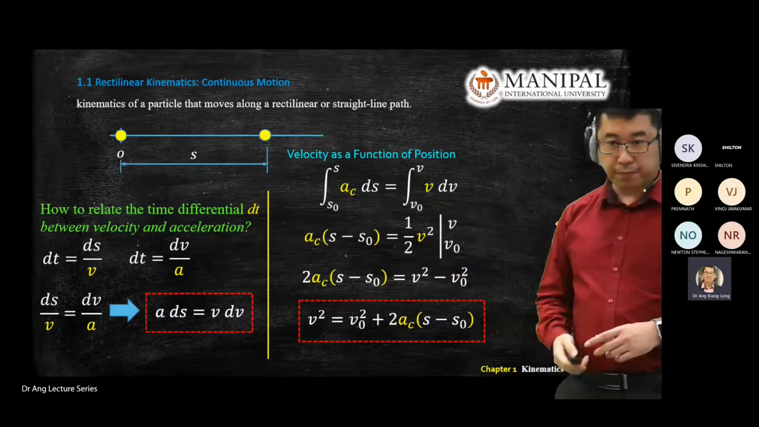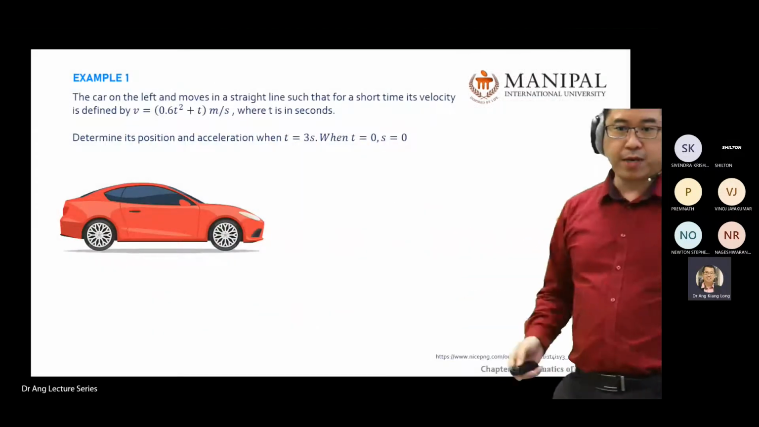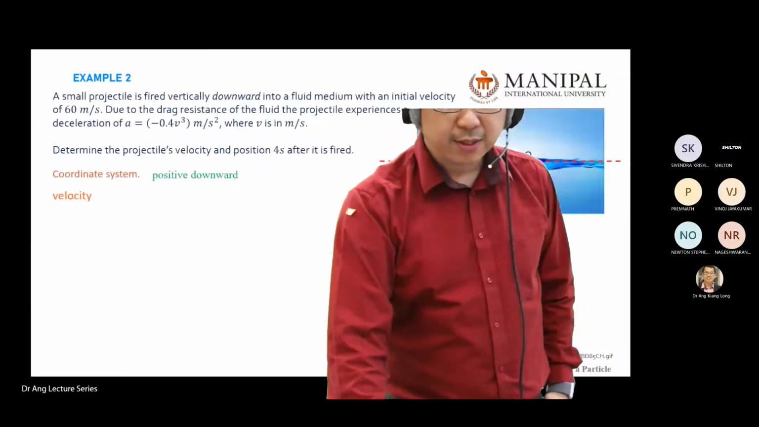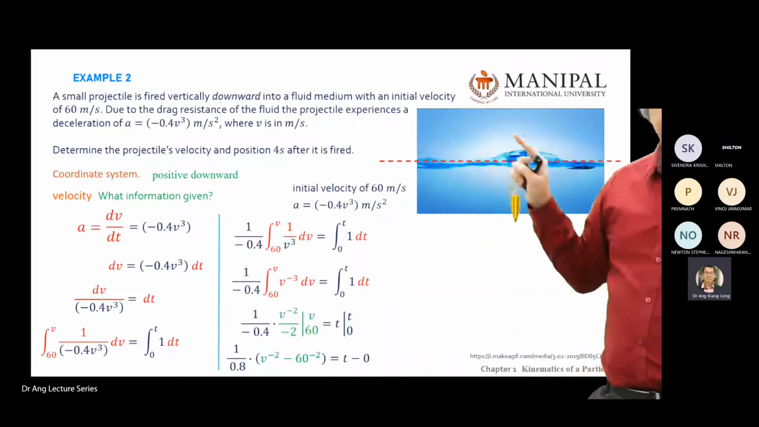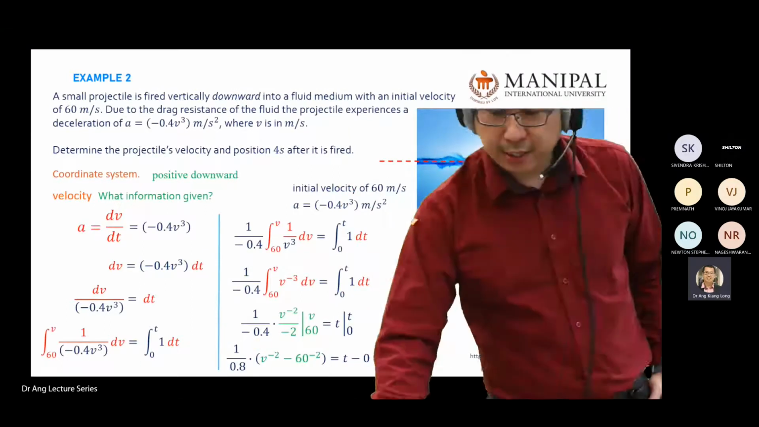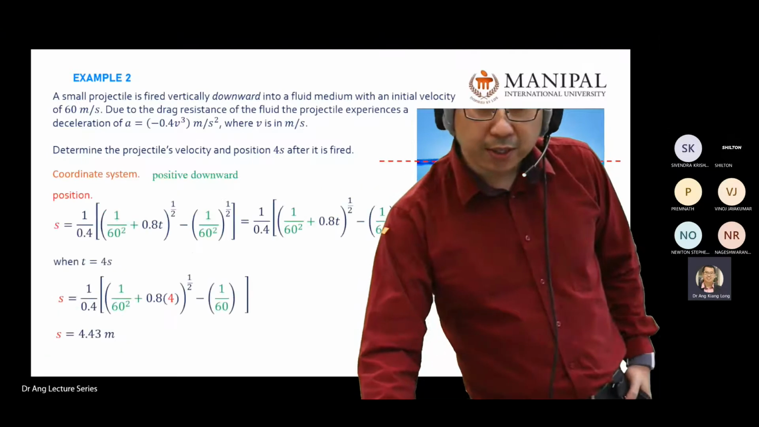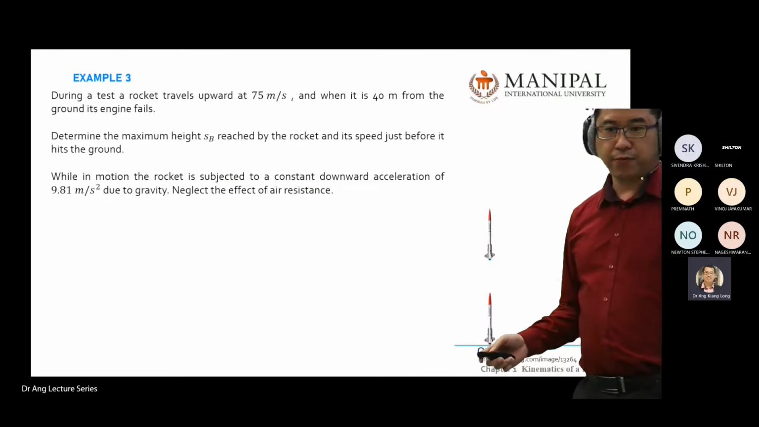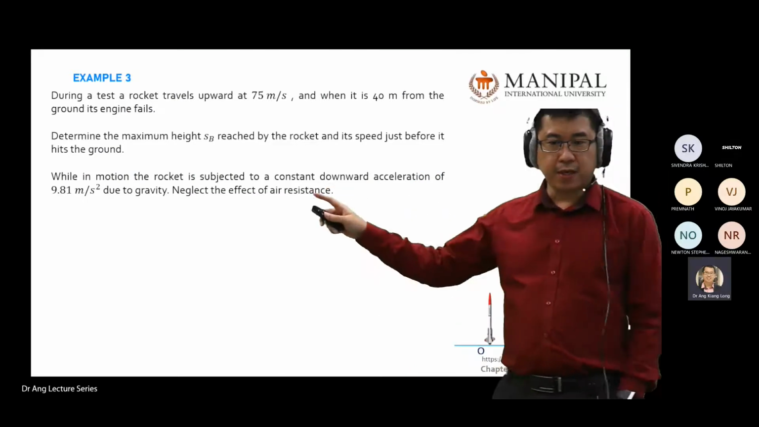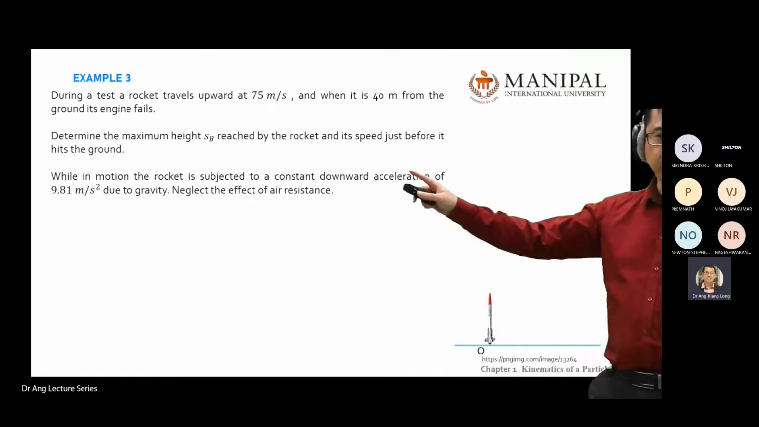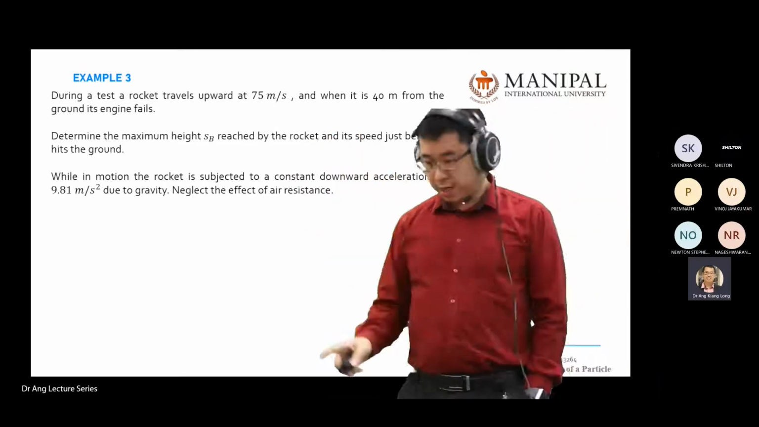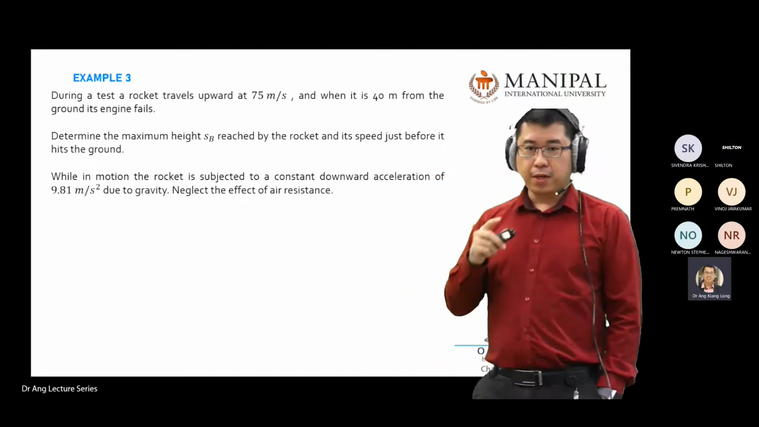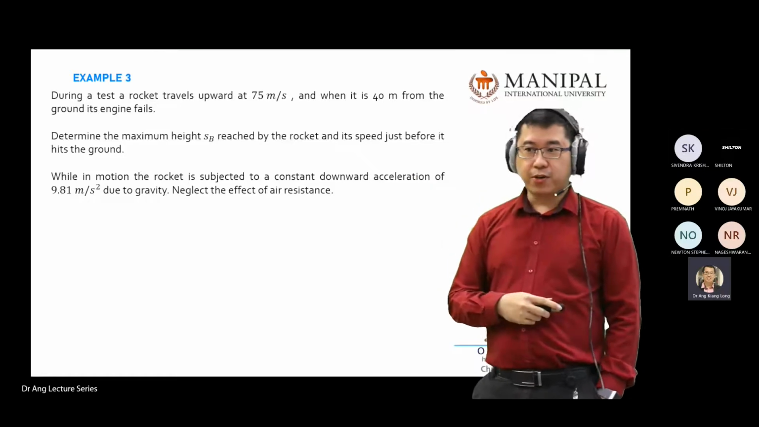We already covered example 1 previously, and also example 2, where a bullet goes through water. Today we recap one more example, just to recap the application of the Newton motion equations. All right, let's look at the question and see what we can do with the equations that we learned. So during a test, a rocket travels upwards.